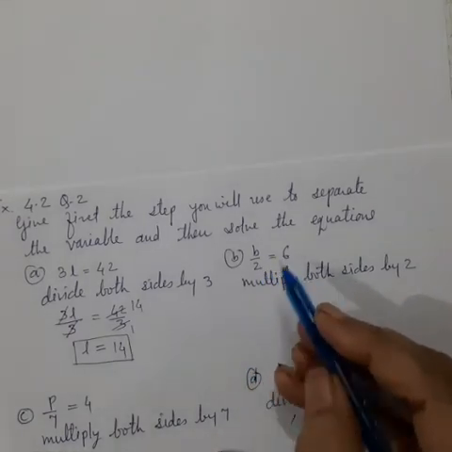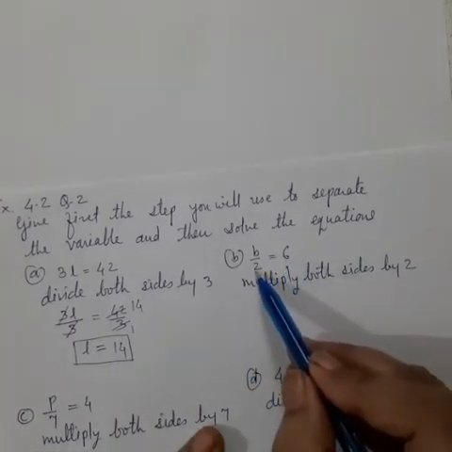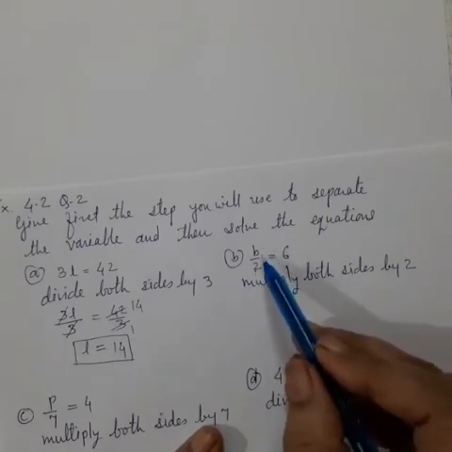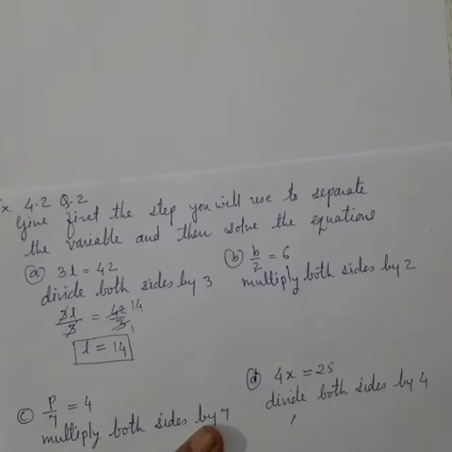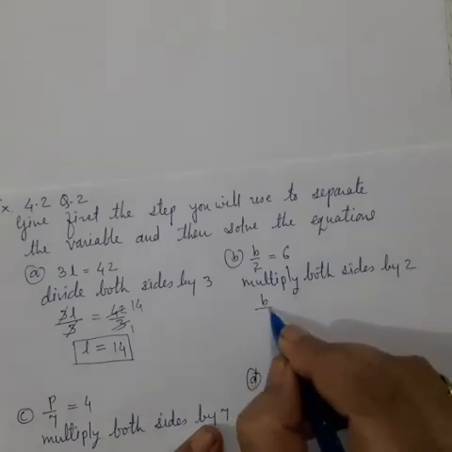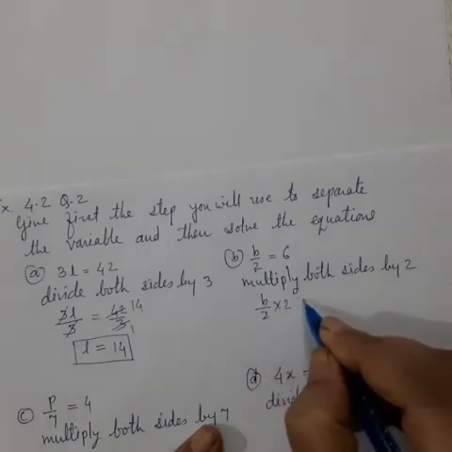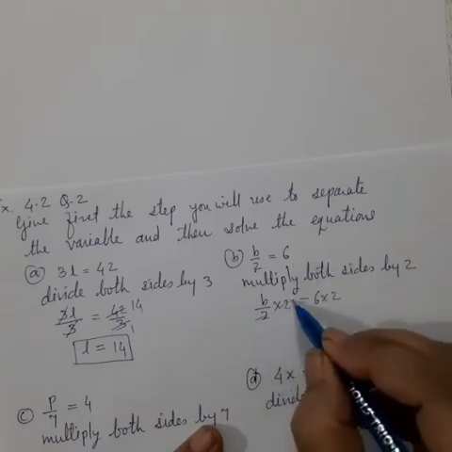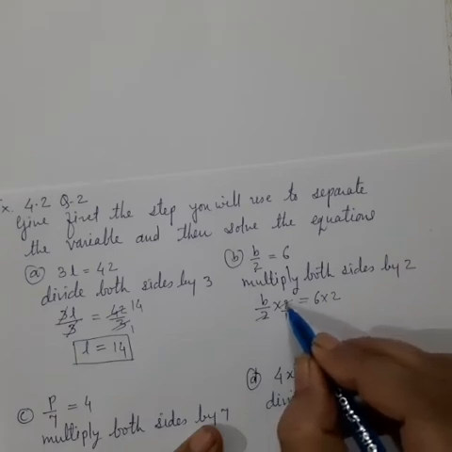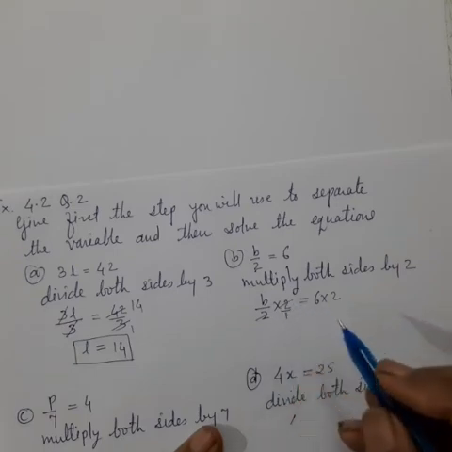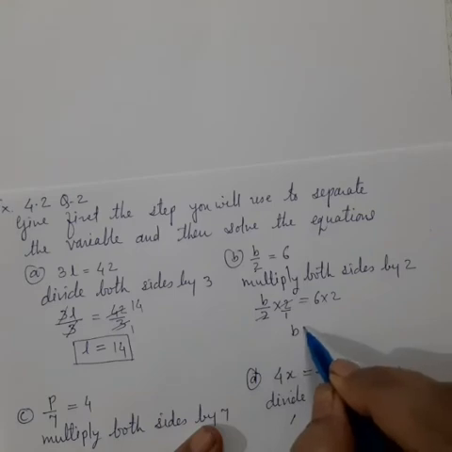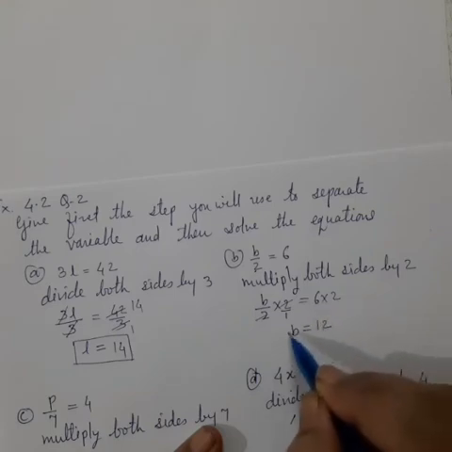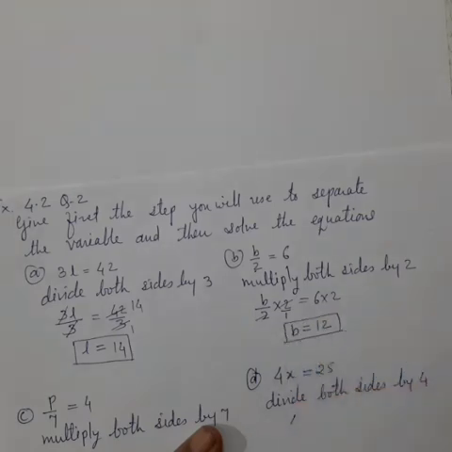b by 2 equal to 6. Now this 2 is in denominator. So to cancel this, we want 2 in numerator. So we have to multiply both sides by 2. b by 2 into 2 equal to, right hand side is 6 into 2. This 2 will be cancelled because this 2 is in numerator. Denominator is 1. So only b on left hand side and 6 2s are 12. b equal to 12 is our solution.